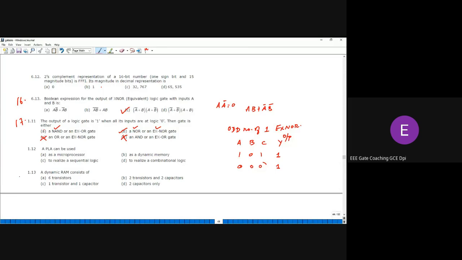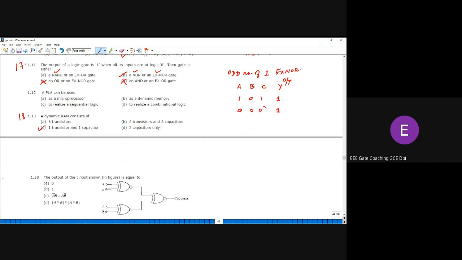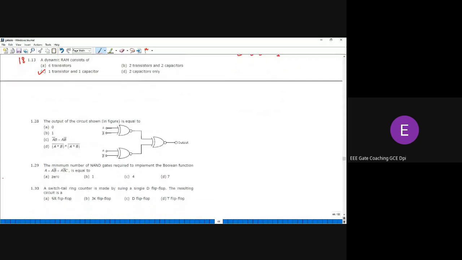Dynamic RAM consists of one transistor and one capacitor. Okay, 19th problem. The output of the circuit shown in the figure is equal to? Answer it.